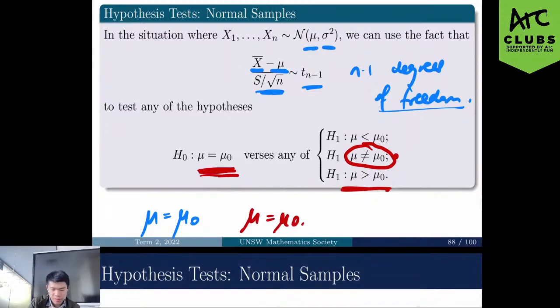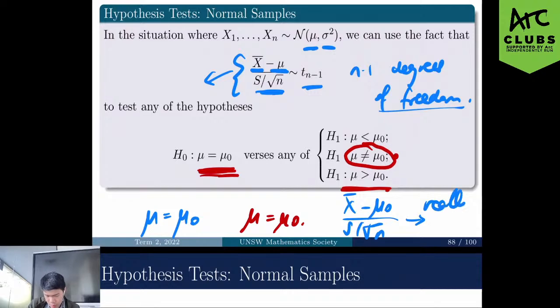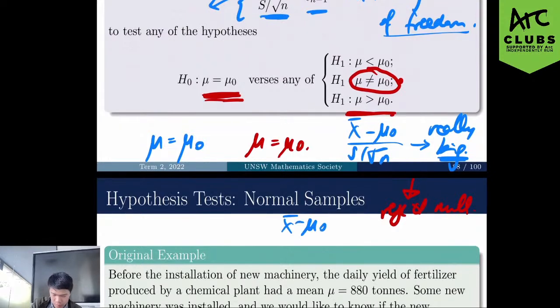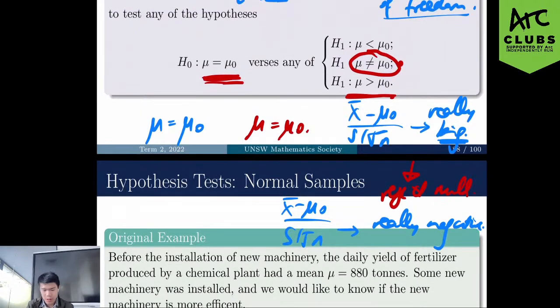If this statistic, x̄ minus μ0 over s on root n, is really big, then we want to reject the null. But also, if it's very, very negative, that would also suggest that there's evidence against the null, so we also reject the null.